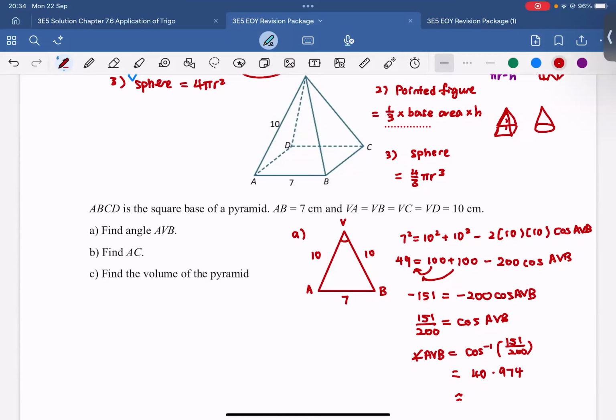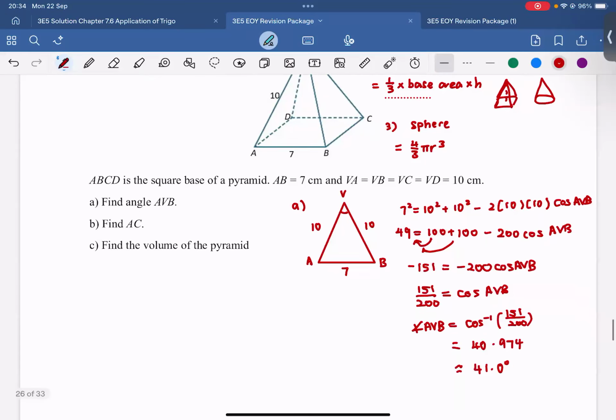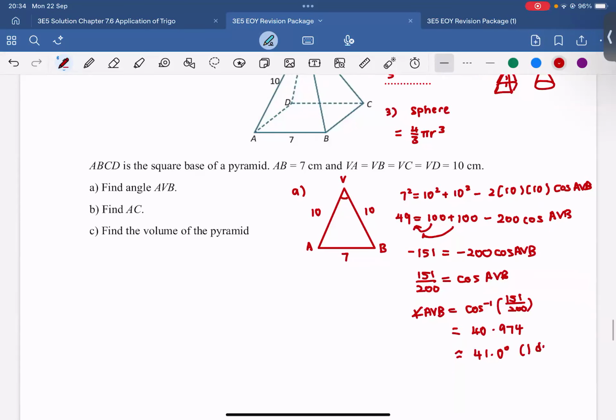What's degree mode? That means your angle is in degree. So angle in degree, we leave it to what? We leave it to 1 decimal place. So this is 41.0 degree. You need to write the 0.0. You cannot just write 41, because we need to round it off to 1 decimal place for degree.